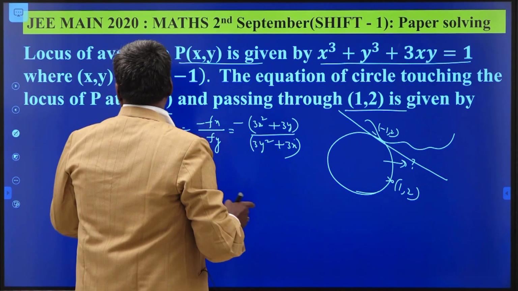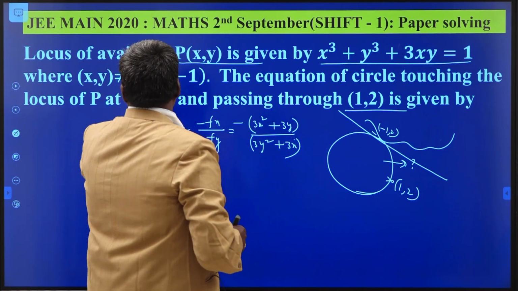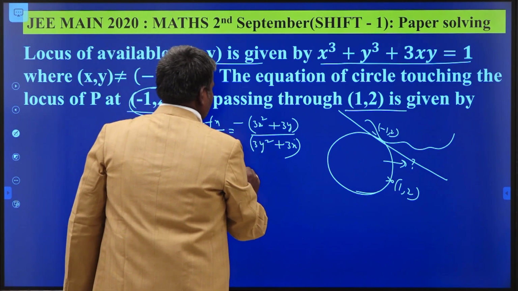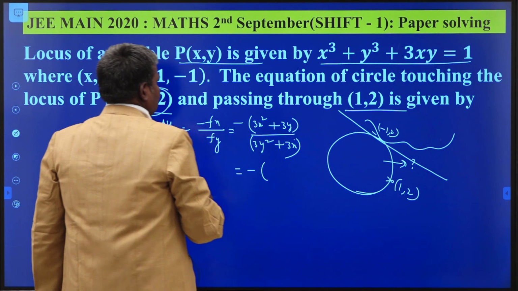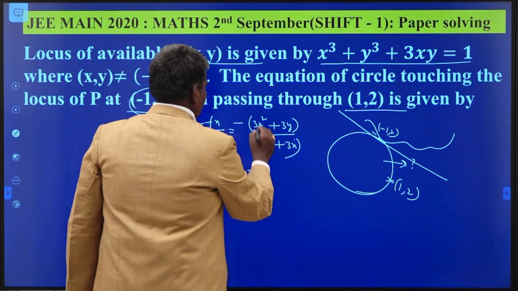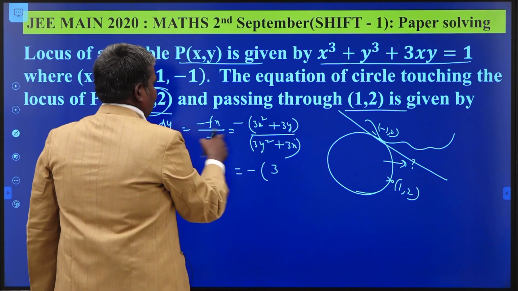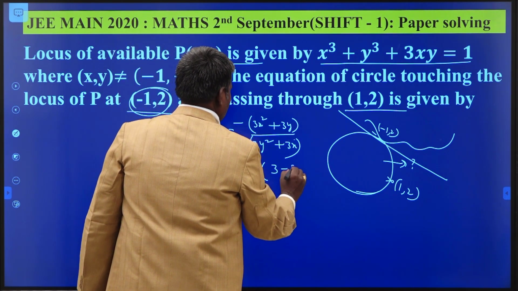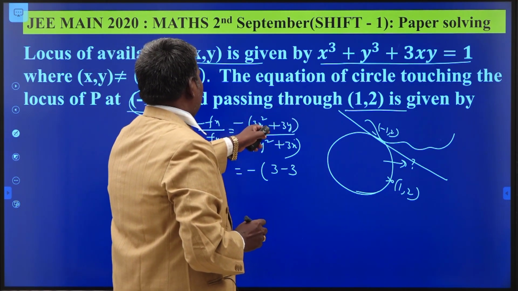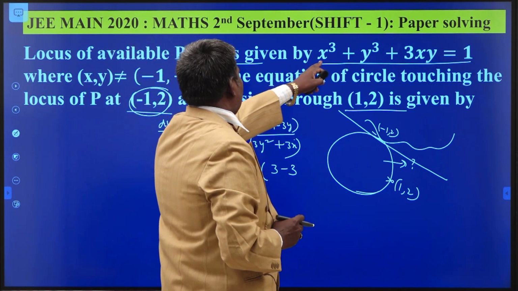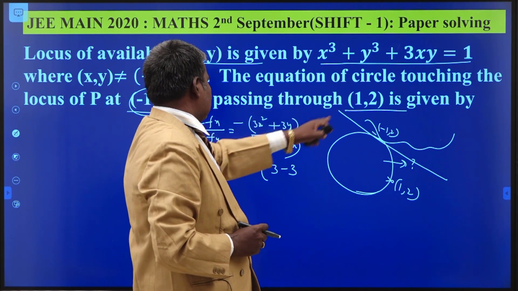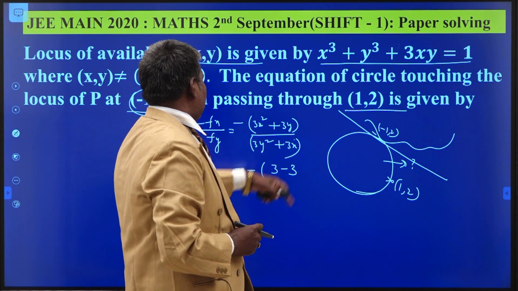Now we have to find the slope at (minus 1, 2). So put x equal to minus 1, what happened? 3 into 1, 3, next minus 3. Derivative, partial derivative with respect to x. What is that value here? 3x square plus 3y by 3y square plus 3x.